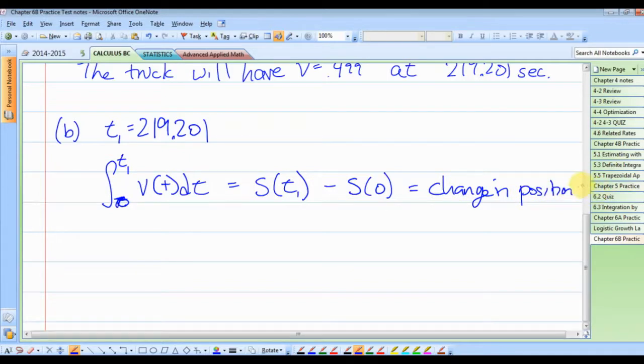Yeah, whoever said integrating, that's great. Good job. Okay. So let's see. We're going to integrate from 0 to T1.